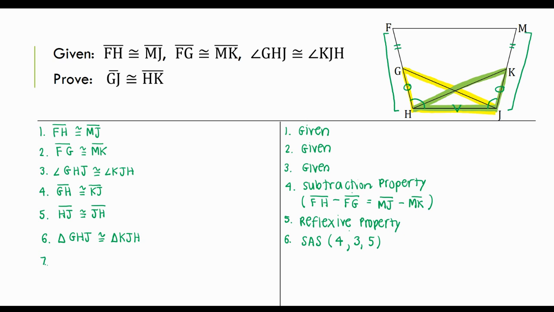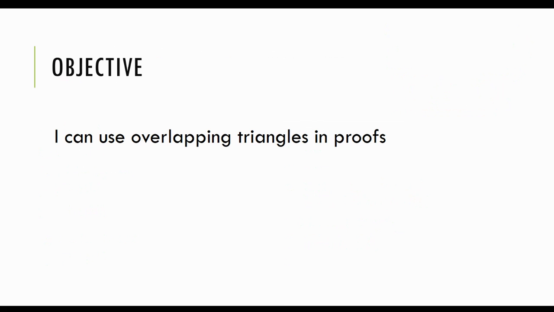And now that I have congruent triangles, I can prove that any other pieces are congruent. So the segment of GJ is congruent to the segment of HK. And this is because of CPCTC. Corresponding parts of congruent triangles are congruent. So that's us using overlapping triangles in proofs. So once again, highlight them or even draw them separately. That's going to help you out.